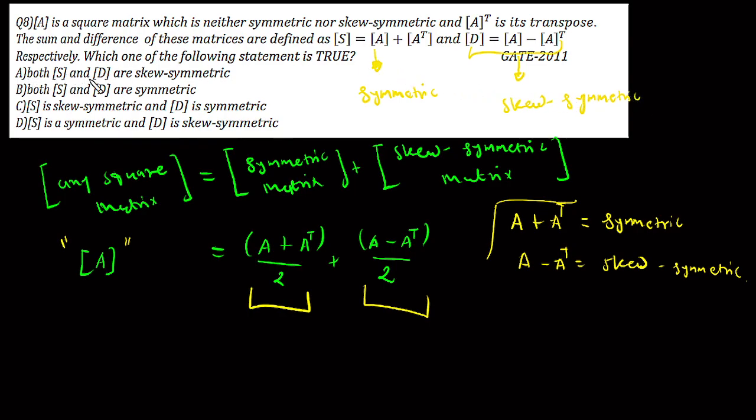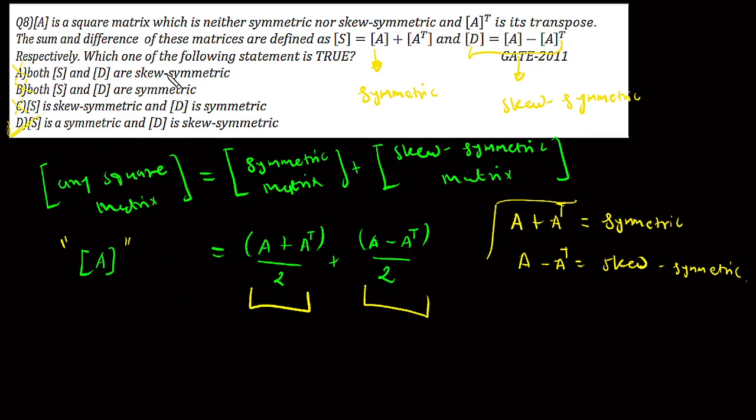Option A says both S and D are skew symmetric. No, it is not correct. Option B, both S and D are symmetric. Again not correct. Option C, S is skew symmetric and D is symmetric. The order is reversed, so option C is also wrong. Option D says S is symmetric and D is skew symmetric. Yes, it is the correct statement based on this concept.